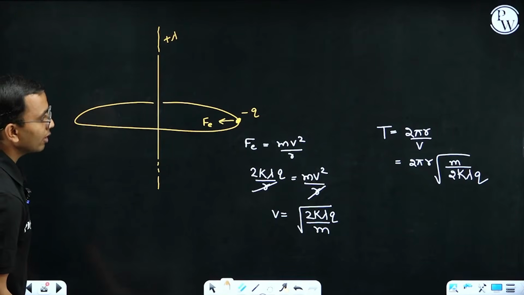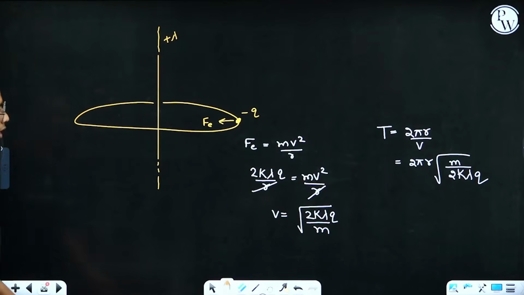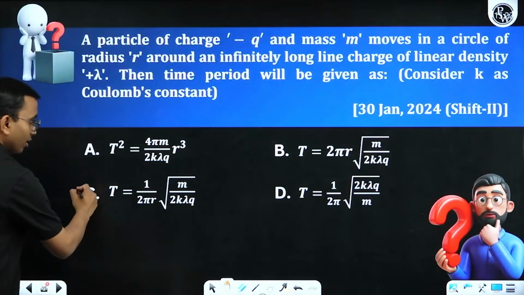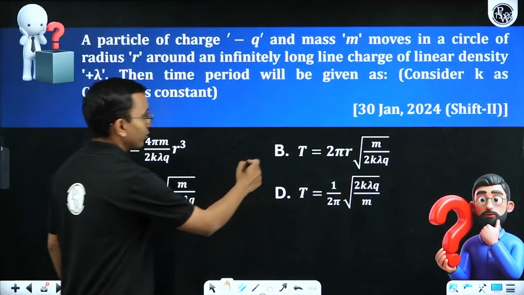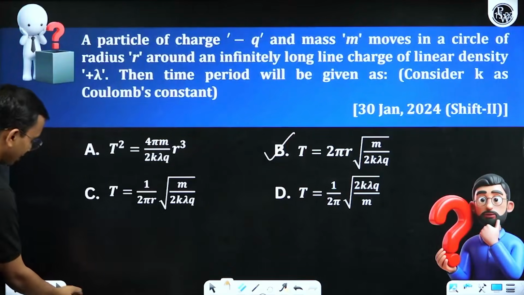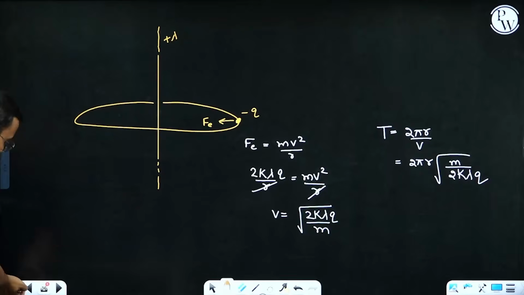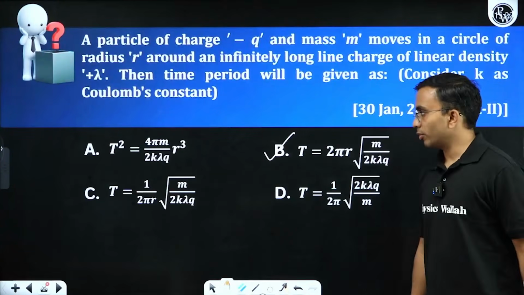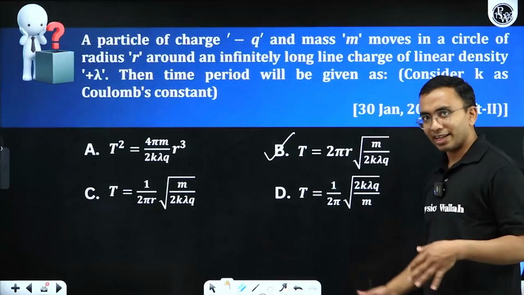Which one is that? 2 pi r root of m by 2k lambda q. B is the correct option, isn't it? Yes, B is correctly matching here. Okay, so writing force, that is in a circular motion.